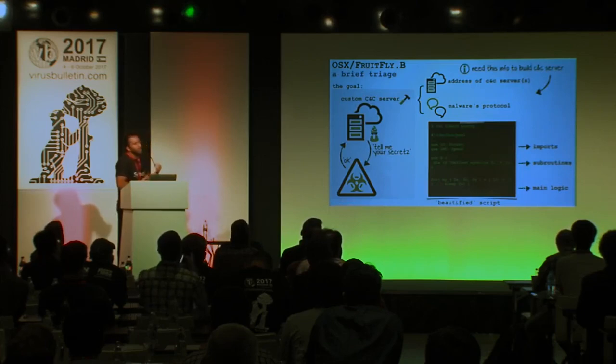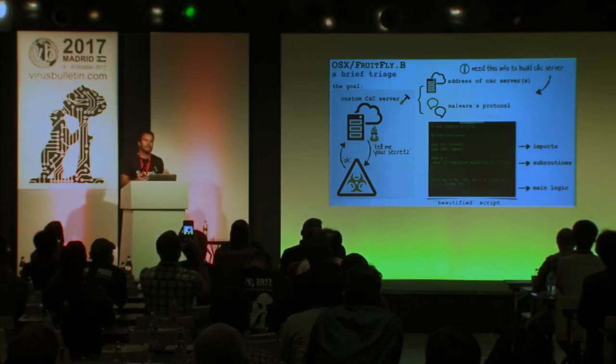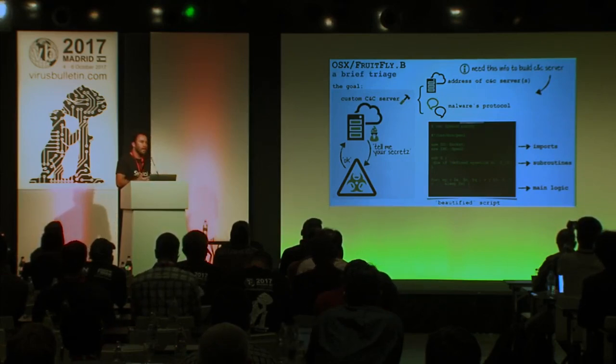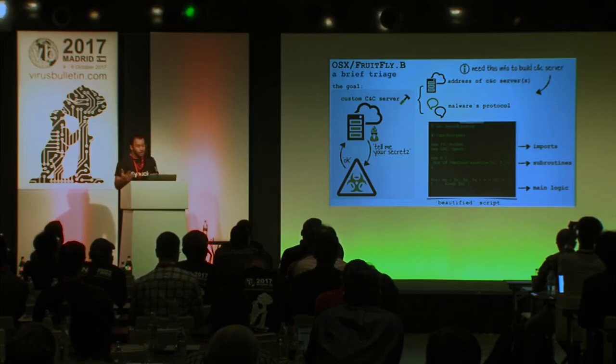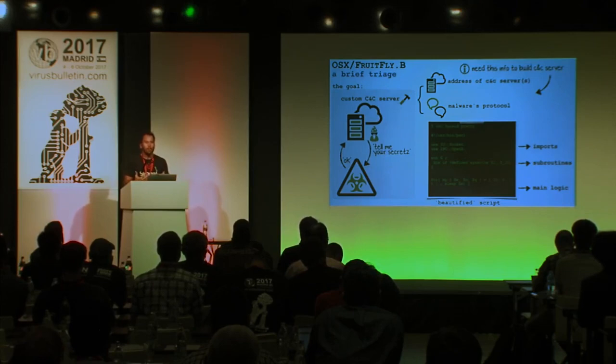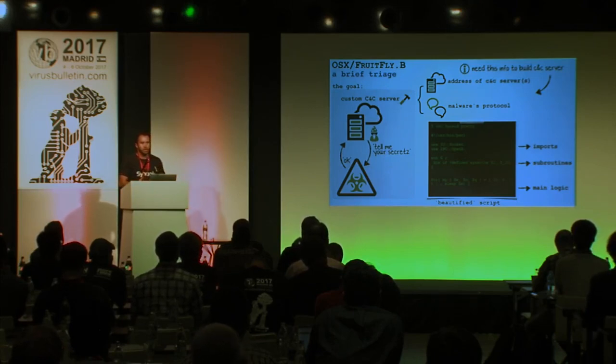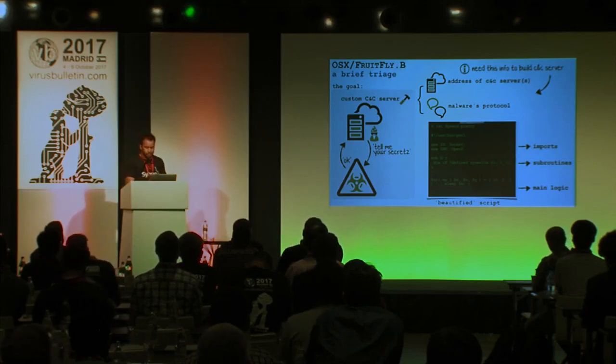As I mentioned, we're going to build a custom command and control server to task this malware to reveal its capabilities. And again, we need to understand the address or addresses that the malware is trying to connect to, and also its protocol. So let's now briefly talk about triaging this malicious Perl script, the main component of the malware, to answer these questions.